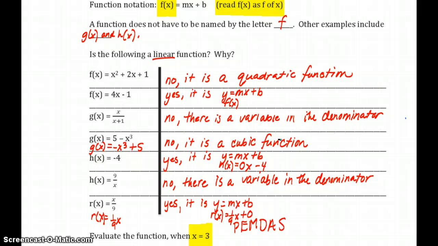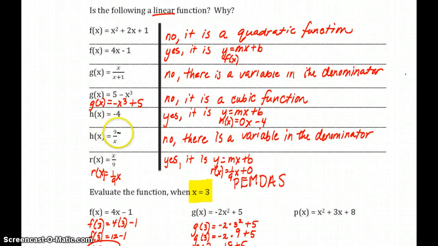This one is a bit challenging for students, this next one, h of x equals negative 4. And yes, it is a linear function. And the reason is, if you take y equals mx plus b, you can put the negative 4 in for the b part. This, in fact, has zero slope. You could have 0 times x, which would be nothing, leaving you with negative 4. So h of x would be h of x equals 0x minus 4, which would simplify to h of x equals negative 4. So this one is fine. Yes, it is a linear function.